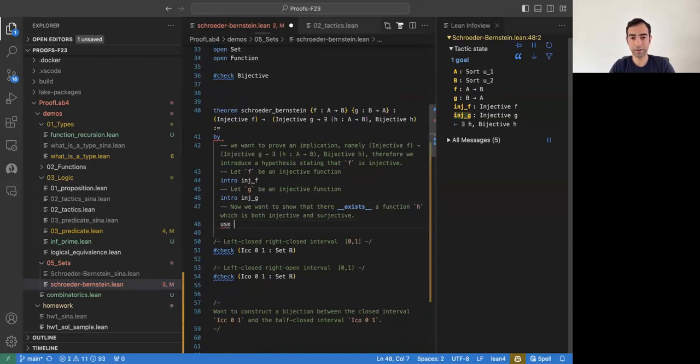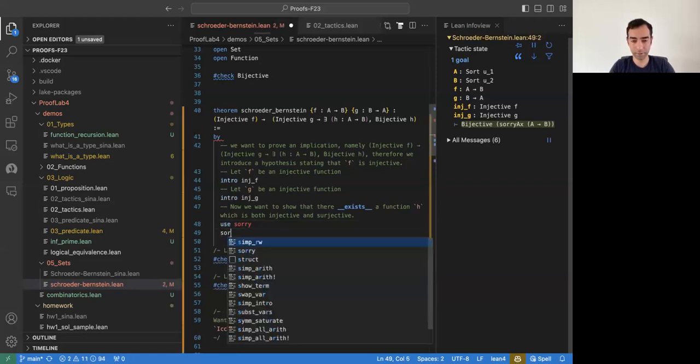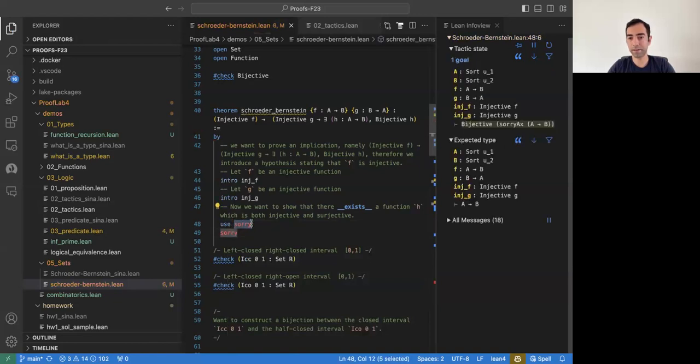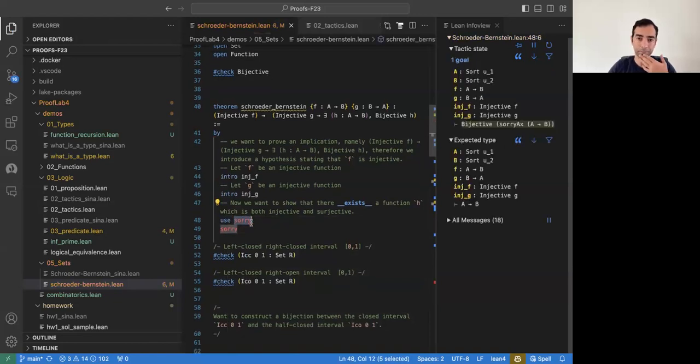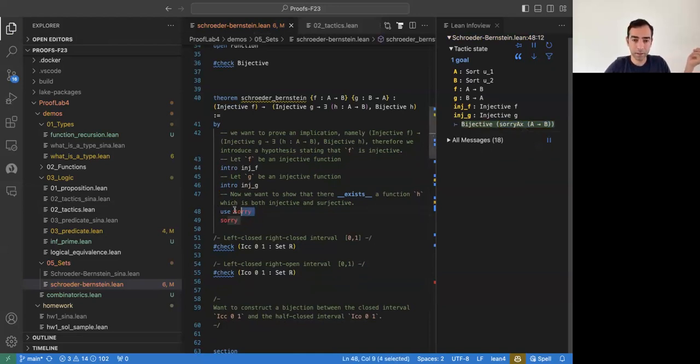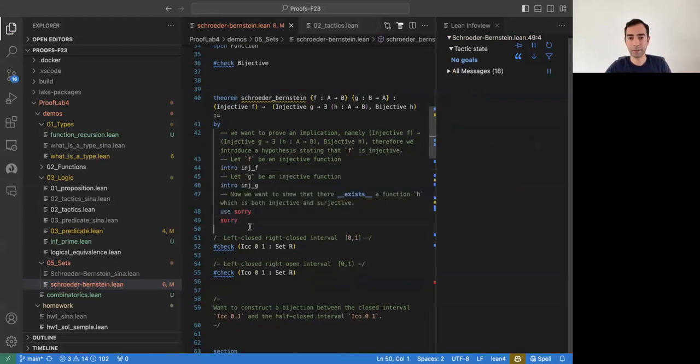So we have to use what? Well, we don't know how h is constructed now, right? So I'm going to use sorry and then close off the whole thing with sorry. But the idea is like, you know, fill the sky. And right now, Lean says the function sorry ax is bijective because it doesn't know what the function is. So we have to provide the data, which is use, and then prove that the data satisfy the property we wanted, which is the property of bijectivity.